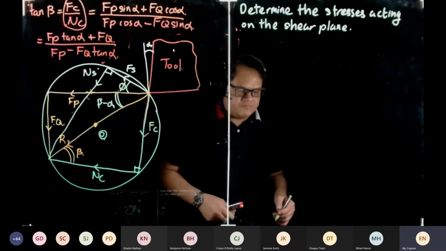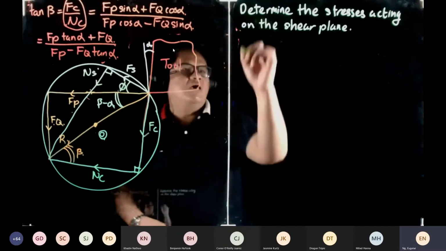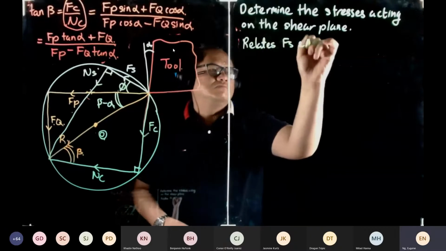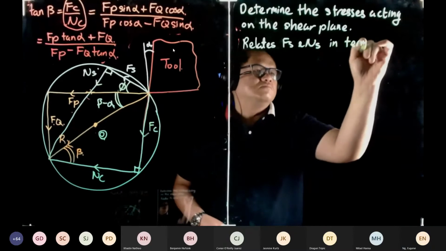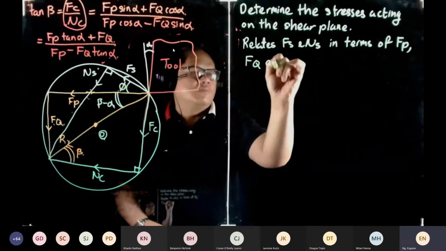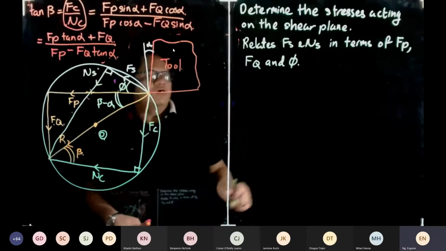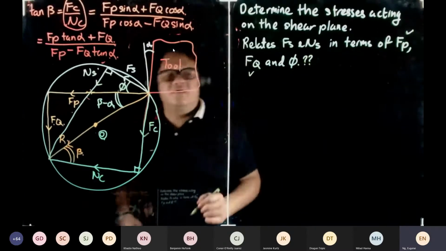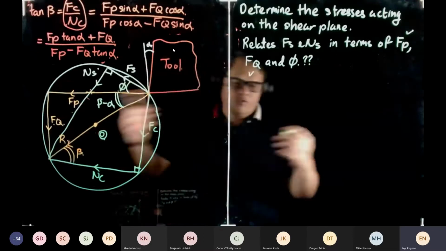Okay. So now we are going to relate Fs, Ns in terms of Fp, Fq, and phi. Okay. Right. So down here we know Fp. Down here we know FQ. I've not taught you how to find the shear angle first. Okay. So that's where we will do it experimentally, and then I'll show you how to predict.